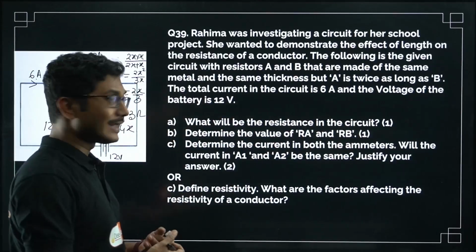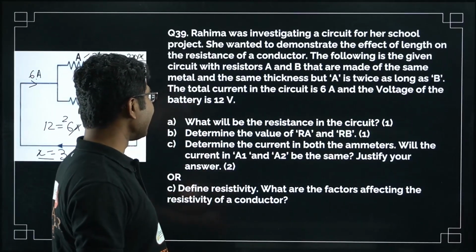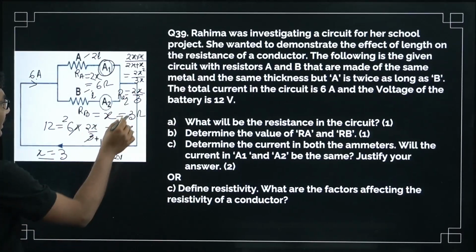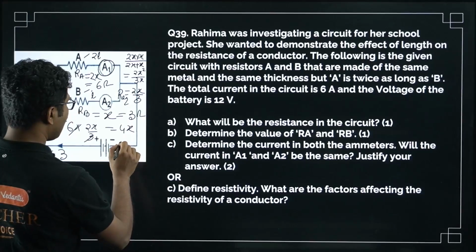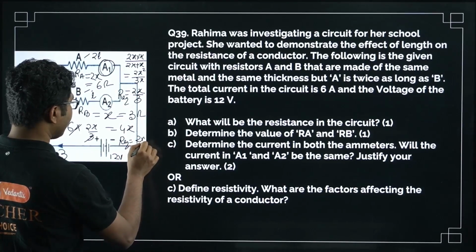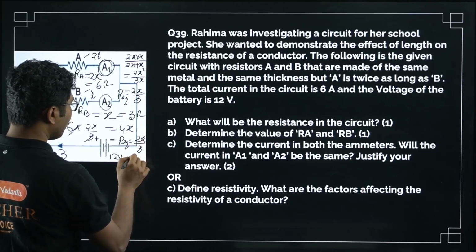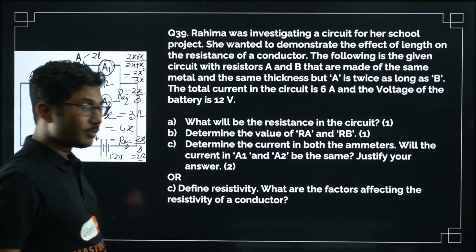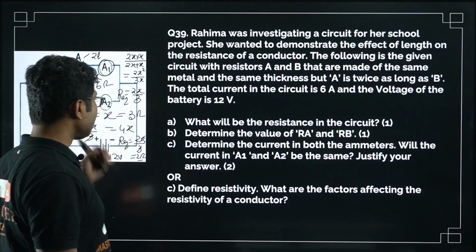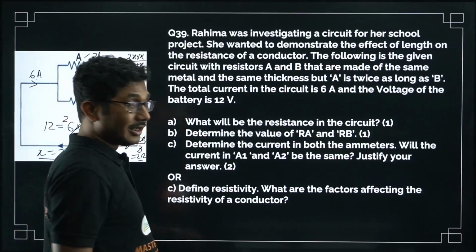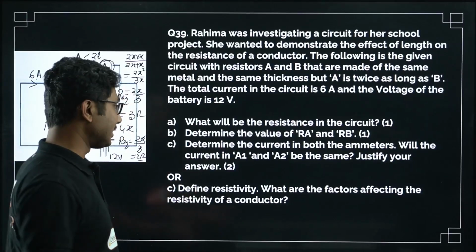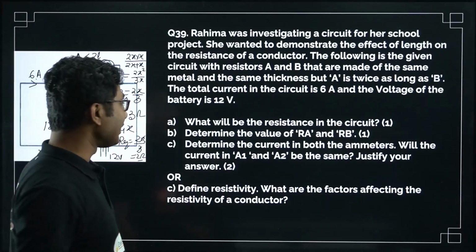RA and RB are calculated, and the resistance of the circuit is calculated. The equivalent resistance is basically 2 into 3 divided by 3, that is 2 ohm. So the resistance of the circuit is 2 ohm, and RA and RB are calculated as 3 ohm and 6 ohm. Even if it is overcrowded, don't worry, I will give you the solution in a while, I am just trying to explain it to you.